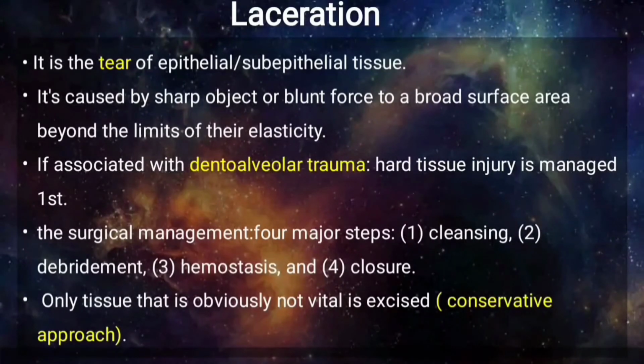In laceration, there is tear of the epithelial or subepithelial tissues, which could be superficial or deep, caused by a sharp object or blunt force to a broad surface area beyond its limits of elasticity, and usually associated with dentoalveolar trauma because of involvement of the sharp bony edges that cause laceration to the overlying mucosa. It's managed by 4 major steps, beginning with cleansing, debridement of devitalized tissue and any foreign bodies, hemostasis, and final closure.